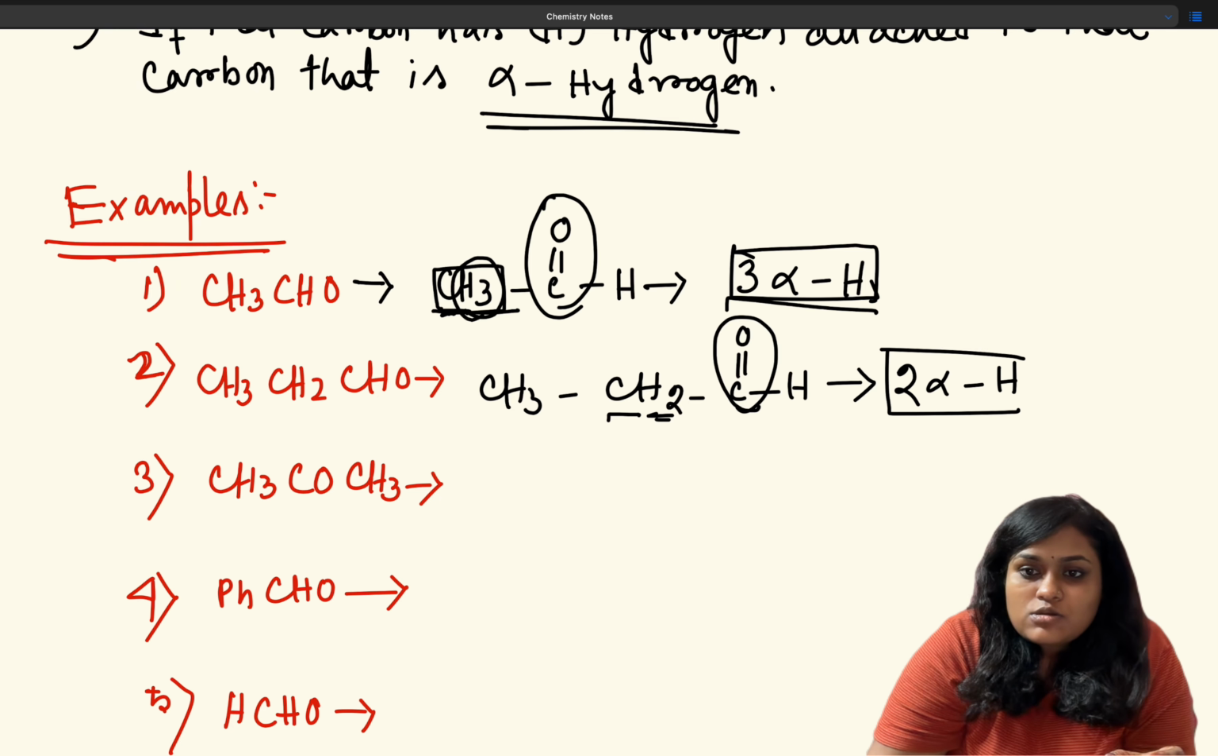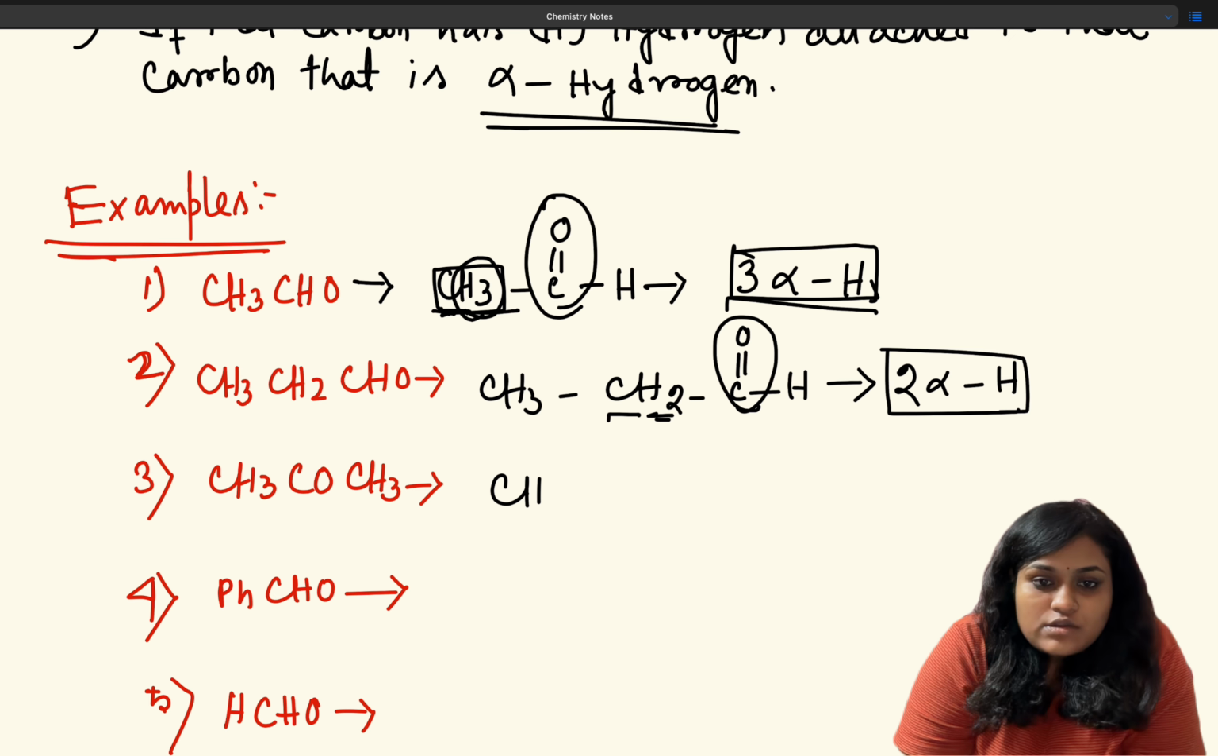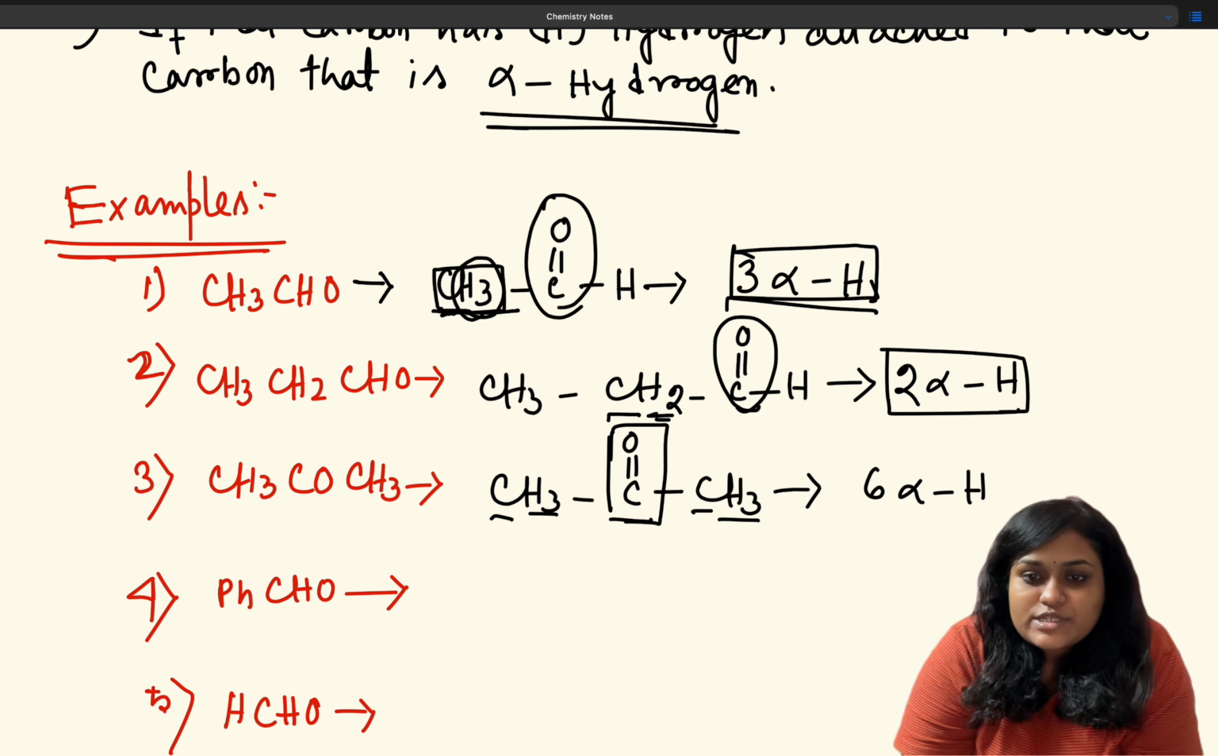Next example is acetone. The structure of acetone is CH3COCH3. First you have to simplify the structure. Then identify the C=O group here. Now you can see that 2 carbon atoms are directly attached to that C=O group. So the total number of alpha carbons is 2, and the total number of hydrogens is 3 plus 3, that is 6 alpha hydrogens present in acetone.